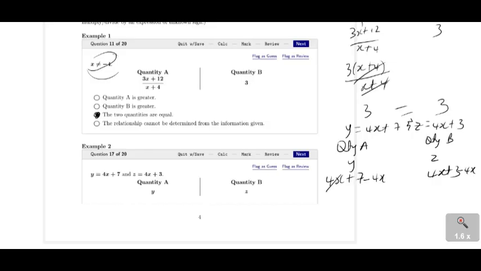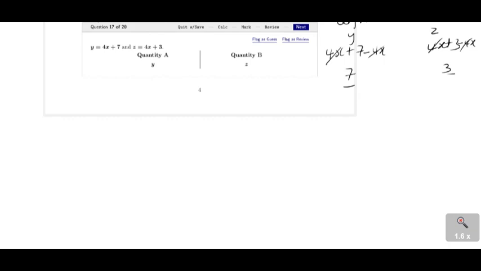Clearly this will cancel and we are left with 7. This will also cancel and we are left with 3. Now we are just comparing 7 and 3. Which one is greater? Clearly 7 is bigger than 3. So clearly here you are going to go for quantity A is greater. That is the option you are going to select.